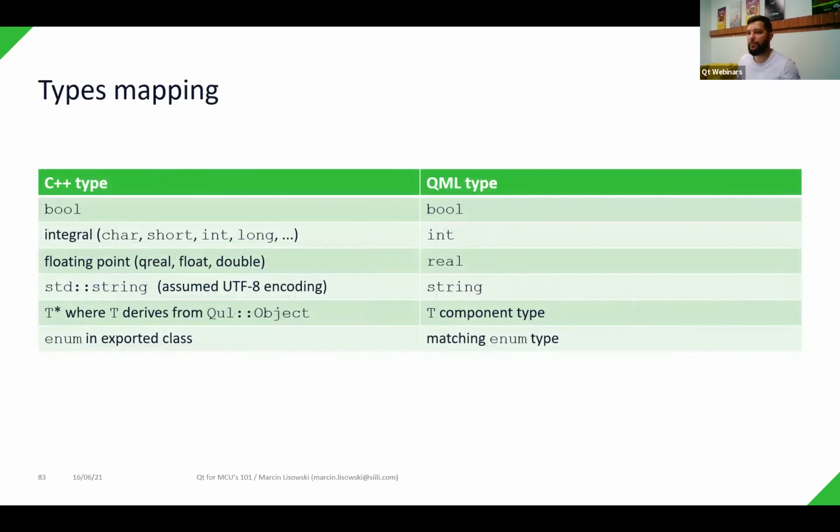As I said, types are mapped from C++ to QML, and this is a short table of how it's done. So bool is bool. Integral types are just int on the QML side. Floating point types are just real on QML. std::string is a string. A pointer to a type which derives, of course, from QObject will become a component type on the QML side. So if you have, for example, a pointer to the MyData structure, it will become just MyData on the QML side. And of course, an enum will match the enum type on the QML side.